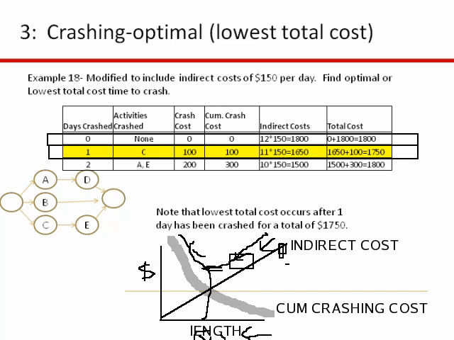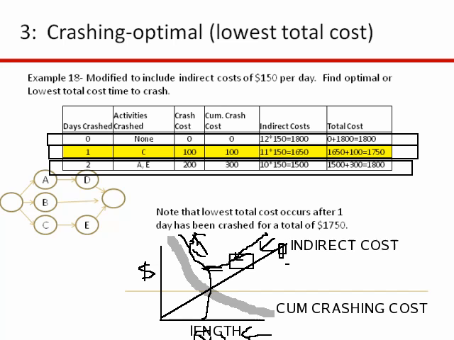So you can see if we look at 2 days crashed, this last row here, we know that we have to crash A and E. It's going to cost us an additional $200. Cumulatively, it's going to cost us $300, but we're going to save another $150 on our indirect costs. So our total cost now is going to be $1,800. So now you see we're at $1,750, we've passed the minimum, and now we're starting to go back up again.